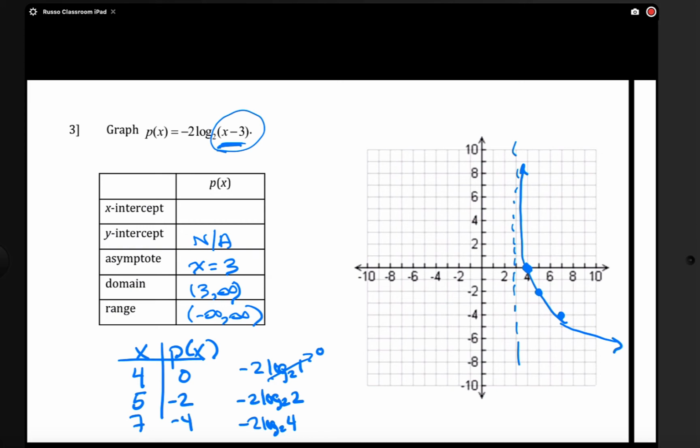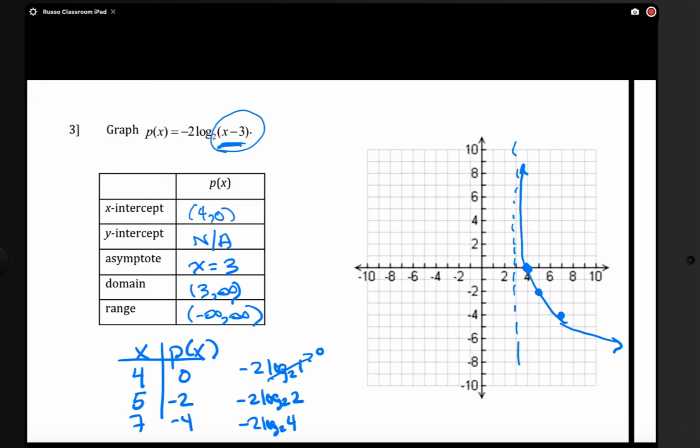So if I look up here, if I plug in 0 for x, then I'm going to get that negative 3 in there. Log base 2 of negative 3 doesn't exist. So that's just another way to verify that indeed I don't have a y-intercept. My x-intercept, we can see on our graph, is (4, 0).